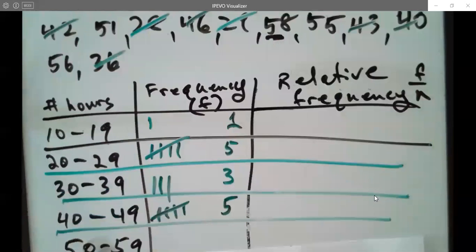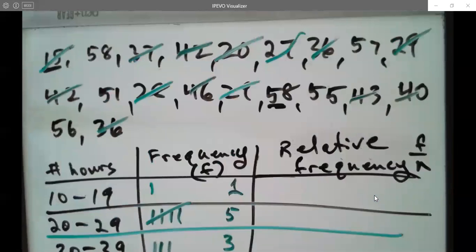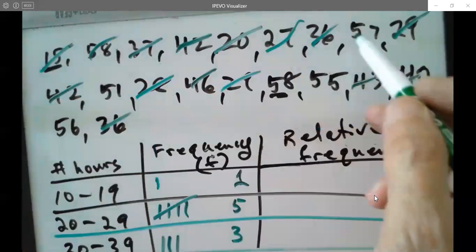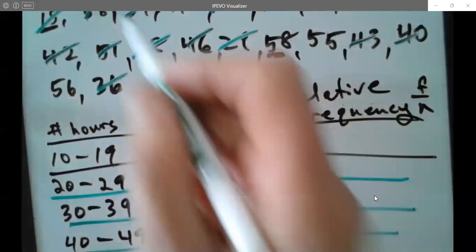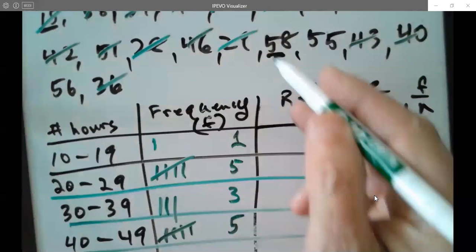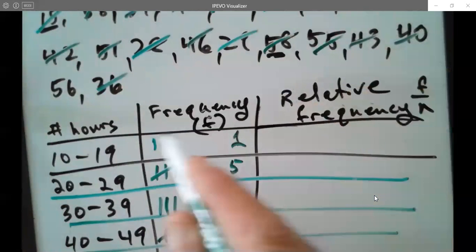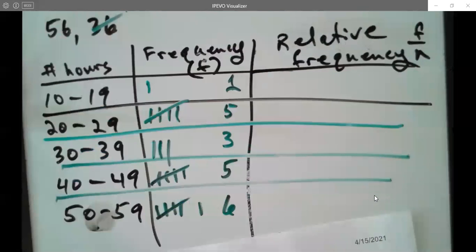Then we look at 50 to 59. Here's 1, 58, 57, 51, 58, 55, 56. So there's 6 of them that studied 50 to 59 hours.